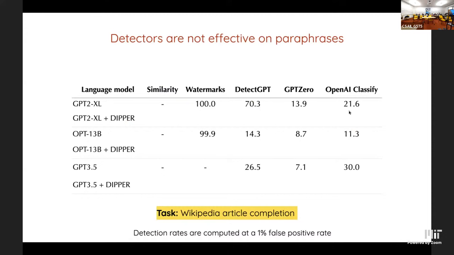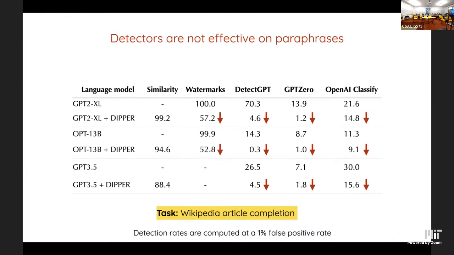The OpenAI classifier is horrible even without paraphrasing. It's a 21% detection rate at a false positive rate of 1%. So you can't use this, basically.